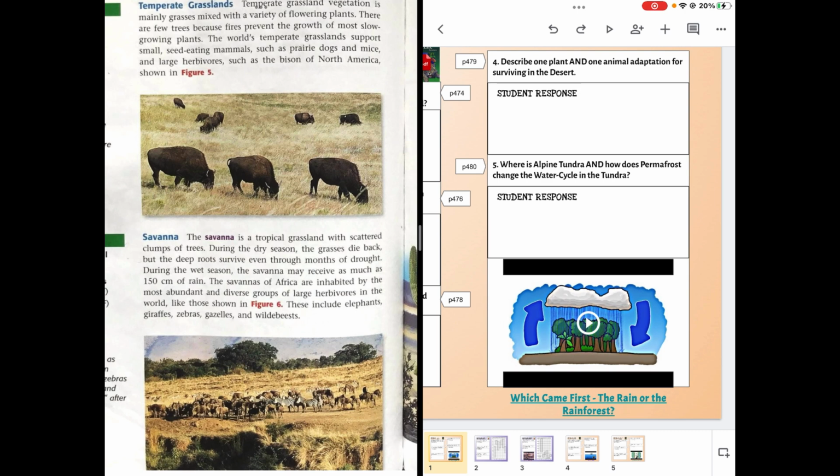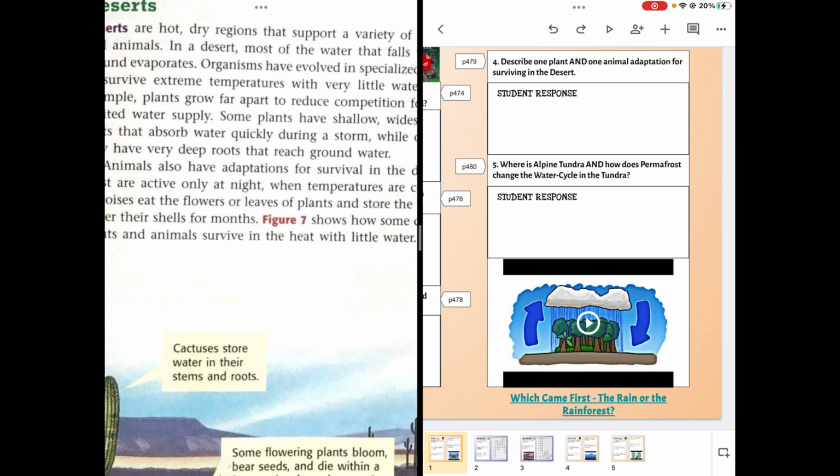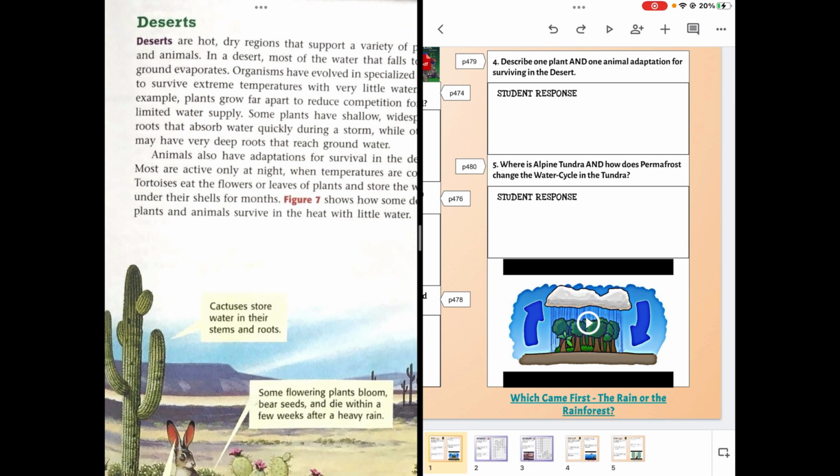For the desert, we're going to describe a plant and animal adaptation to survive. So you can look at the picture and read about plant traits that help them survive or animal traits that help them survive. But you can also read in the paragraphs and get some other answers. So we need 1 plant and 1 animal, but not just the name of them, their traits, an adaptation or change in their bodies that helps them survive in the desert.